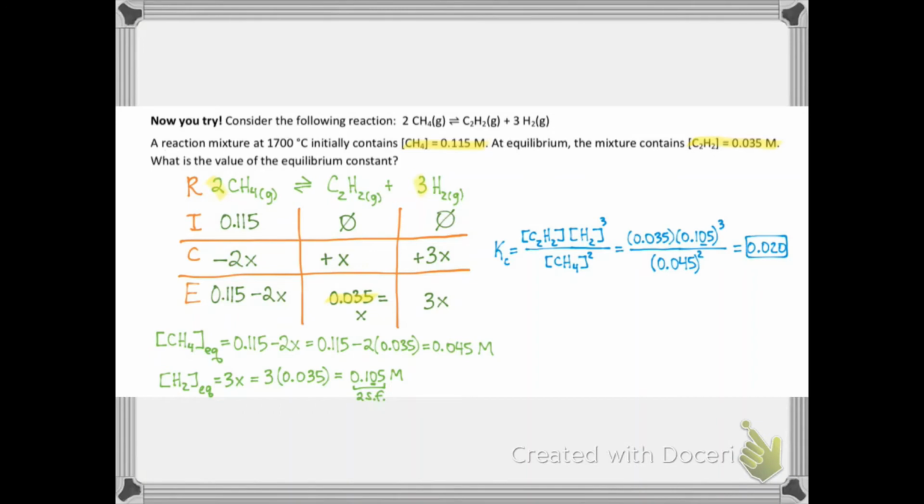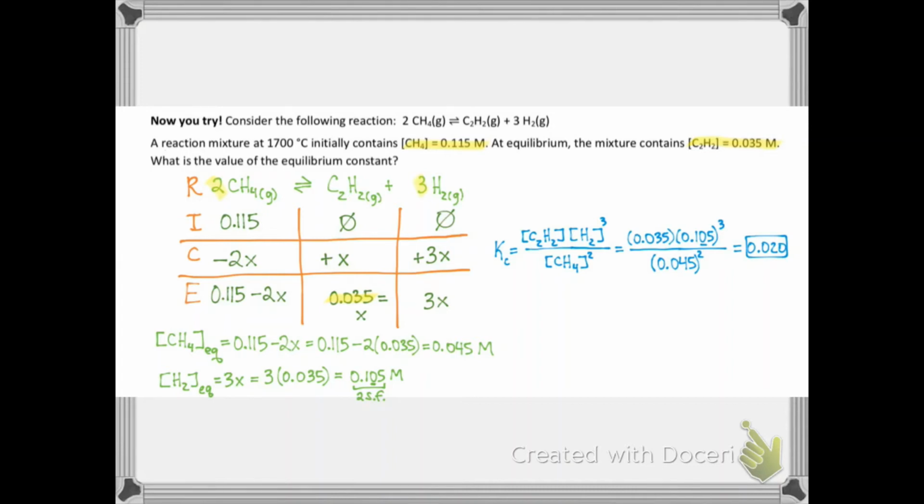Ta-da! So that is how a rice table works. Now, there are a lot of different things that you can do with a rice table. You won't always be given the value that you have at equilibrium. So sometimes it'll give you just initial concentrations and you can solve from there. But sometimes you're going to start off with both reactants and products.